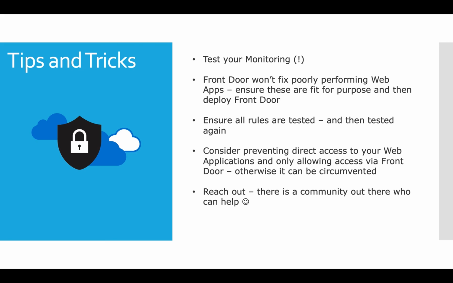It's also worth considering preventing direct access to your web applications and only allowing access via Front Door. For example, the demonstration I gave you where we blocked access to the WordPress sign-in, if a user knew the URL to go direct to the web app, they could circumvent what we've configured in Front Door.